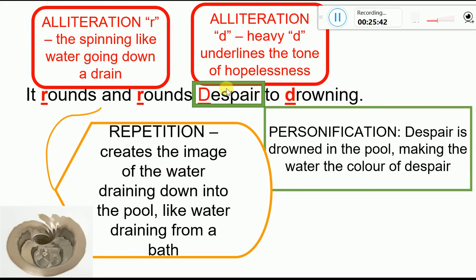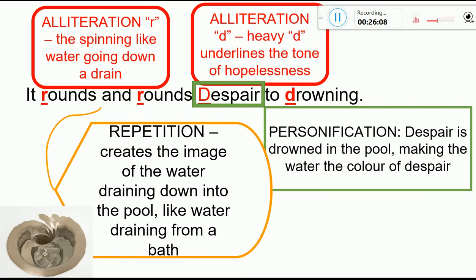Now, the word despair, alliteration D, heavy D, underlines the tone of hopelessness, as I've already said. And then personification. Now, this water is compared to somebody who is drowning, which is also adding the human quality of being in a state of despair. Now, the movement of water is no longer exciting, but somehow depressing when it now rounds and rounds in a form of despair.